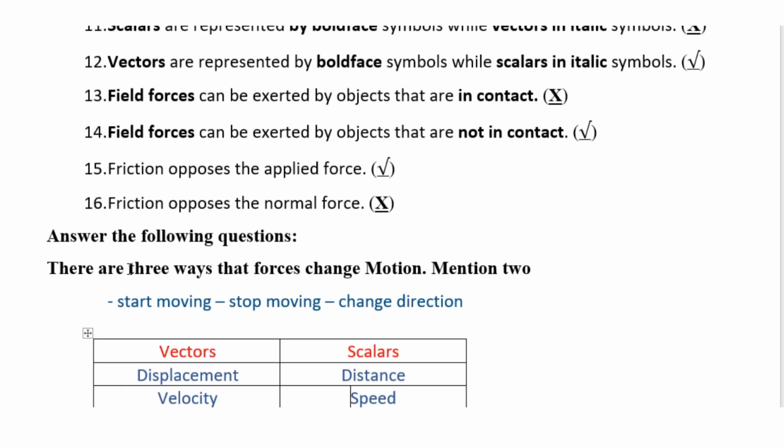Okay, this is a question. What are the 3 ways that forces change motion? You have start moving, stop moving, change direction.